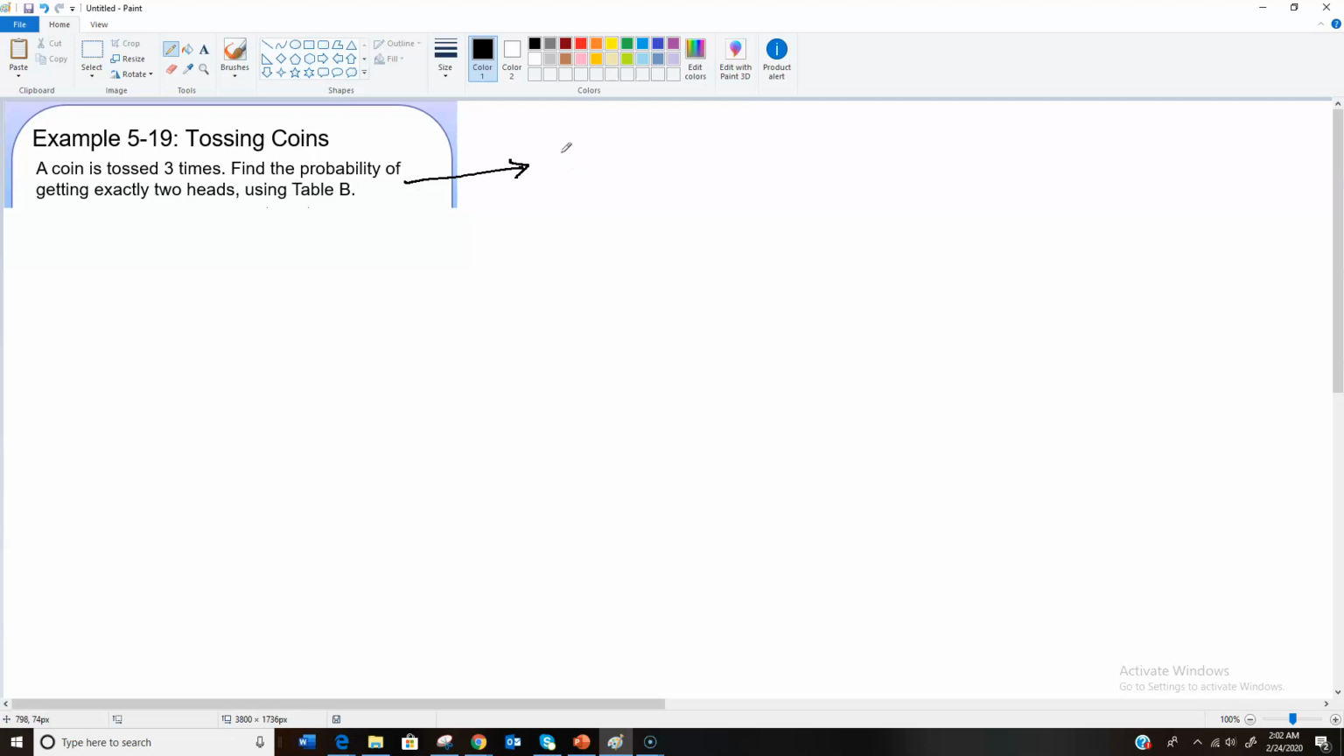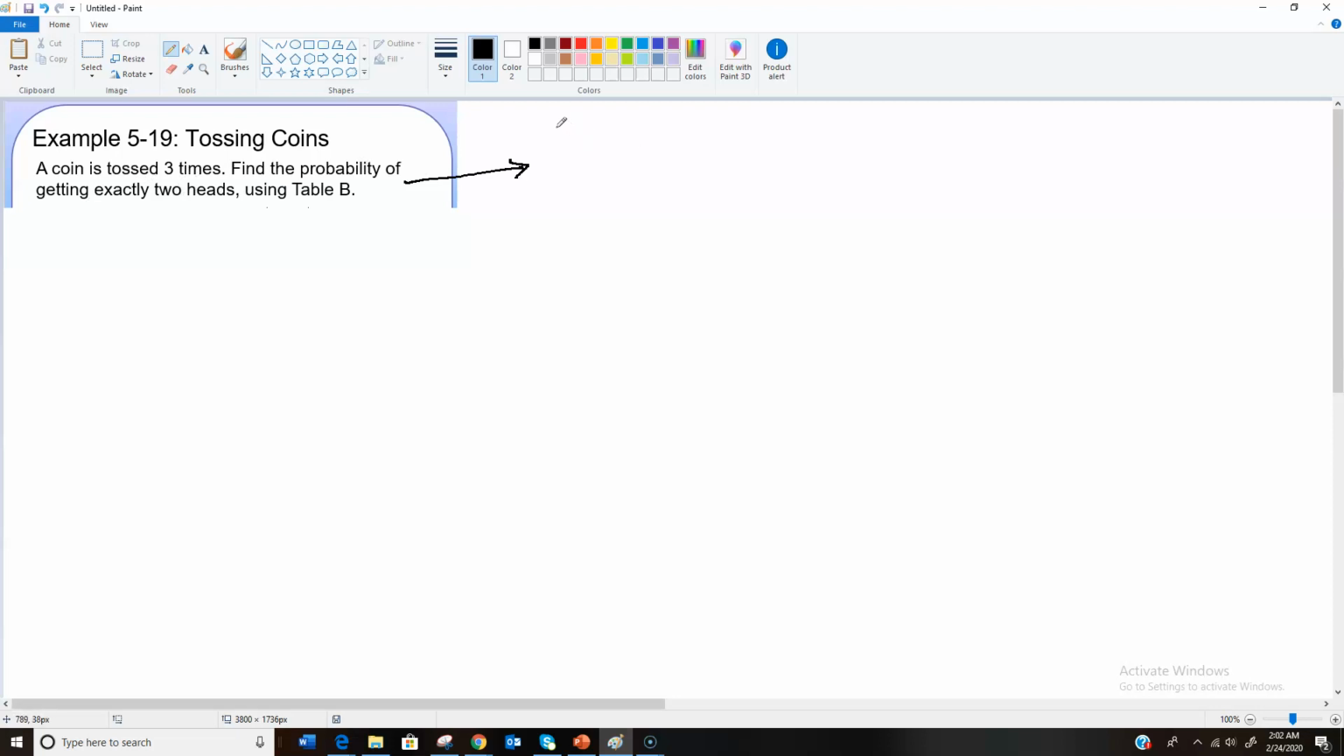Wouldn't ask you to do that on the test, and if you run across one on the homework, the Connect Math has no idea whether you used the formula or you used table B. So just use whichever one you would prefer. Okay, so a coin is tossed 3 times. Find the probability of getting exactly 2 heads.